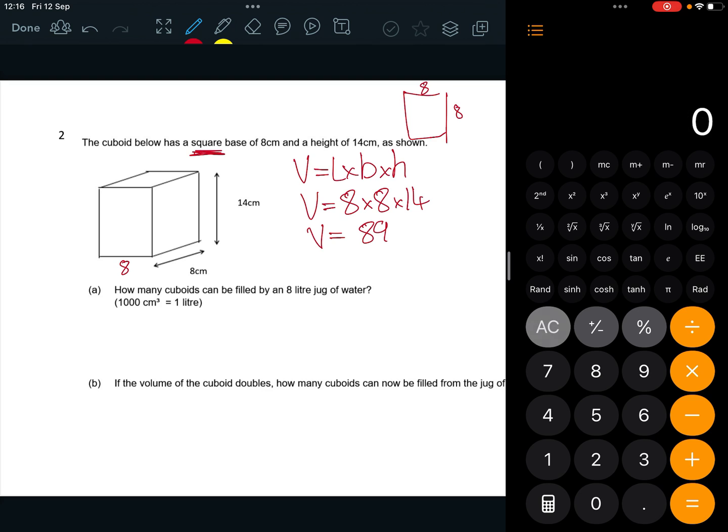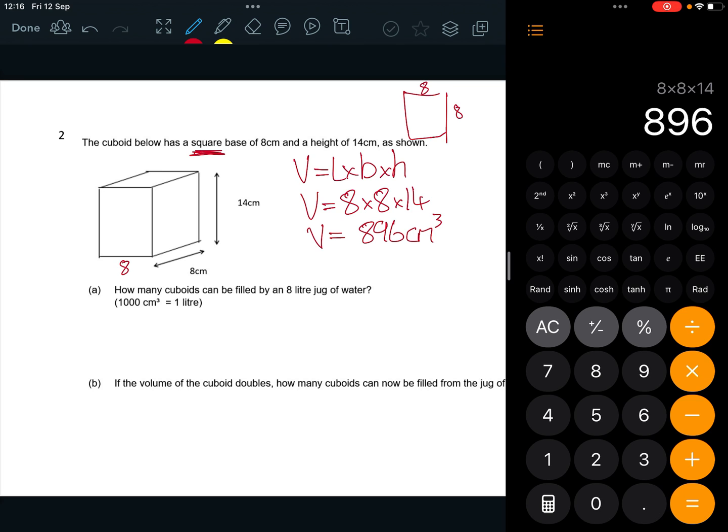Again, remember the units. Okay, just double check. 8 times 8 times 14. Now it's centimetres, and it's 3 dimensions. Okay, so the volume is something about it in a 3D shape. So think about you're multiplying these 3 numbers. So just put a 3 there, and that's for cube.